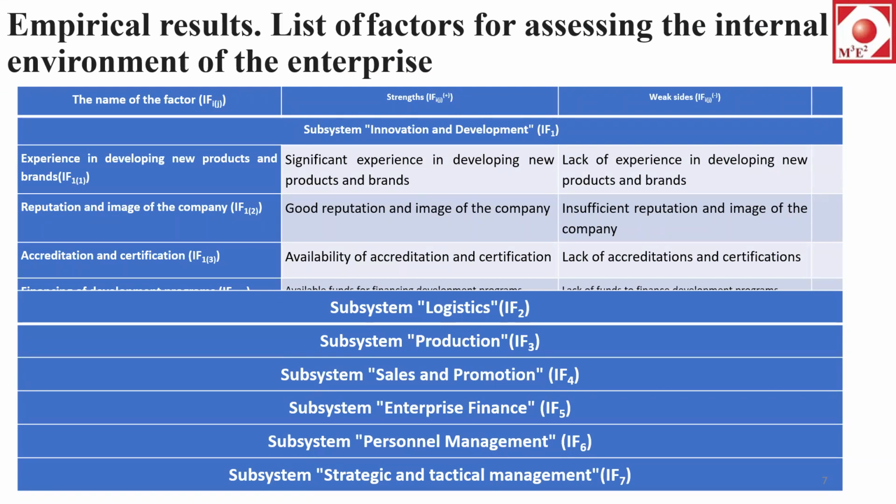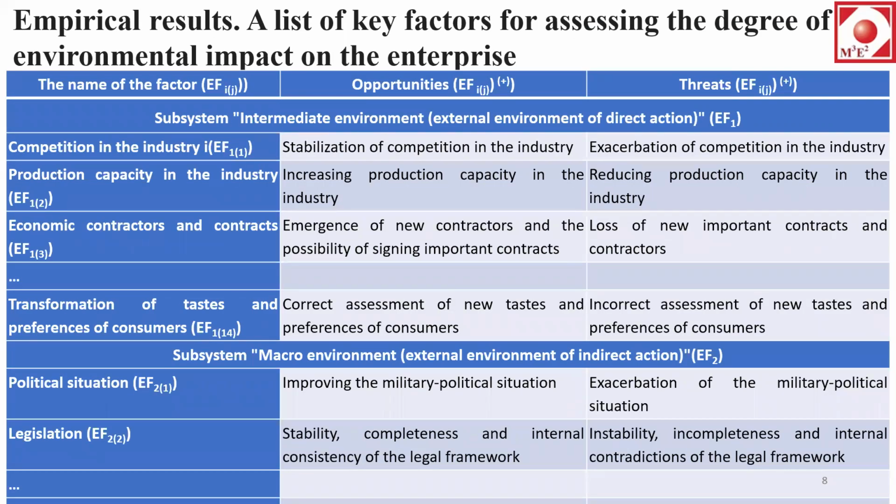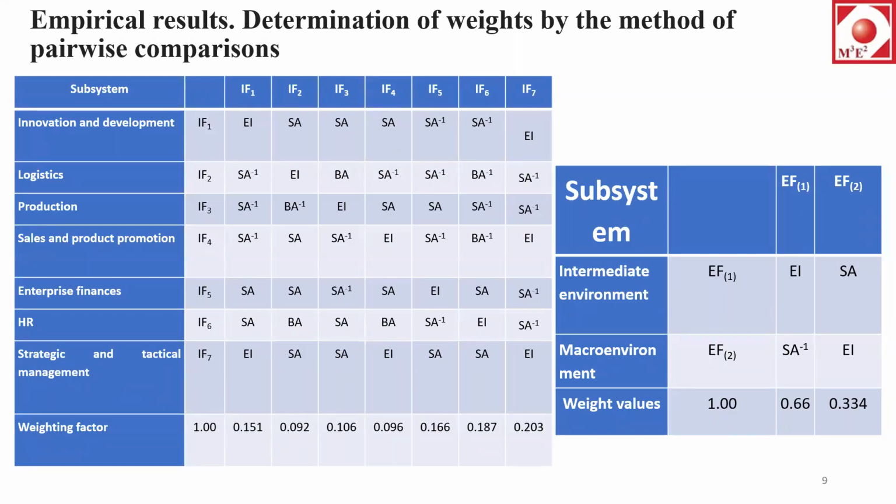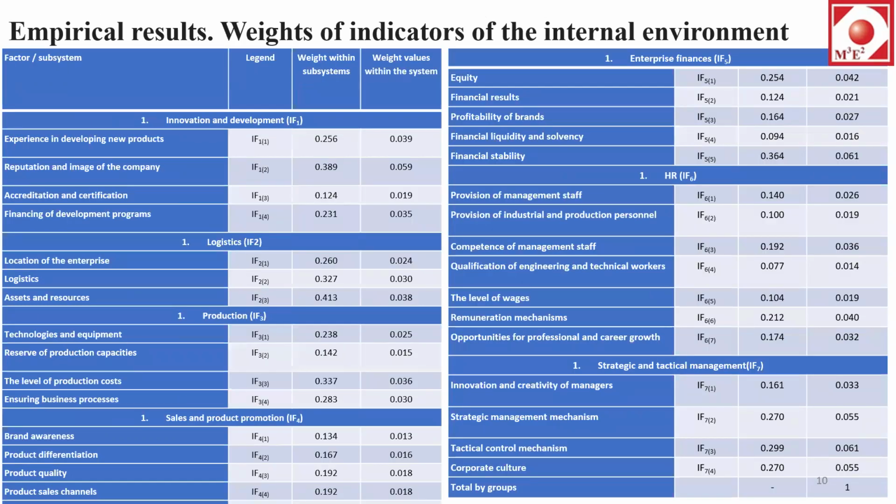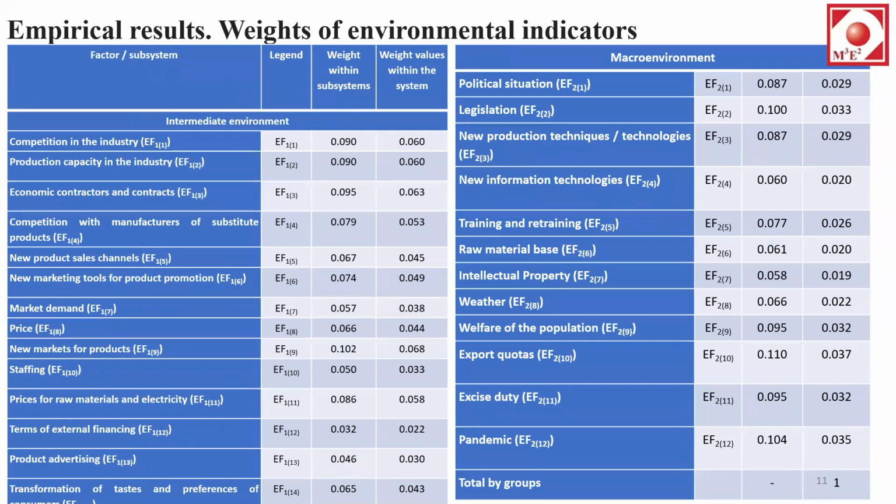On this slide, we show a list of key factors for assessing the internal environment of the enterprise. It also includes a group and a subgroup of factors. On this slide, we show a list of key factors for assessing the external environment of the enterprise. In slide 9, we show the table of pairwise comparisons by the analytic hierarchy process. At the 10th slide, we calculated the normalized value of the weight of the internal environment. And at slide 11, we show the calculated normalized values of the weight of environmental indicators.